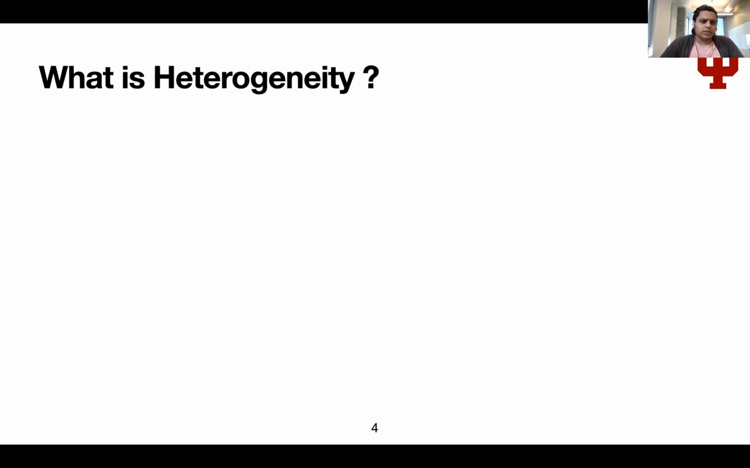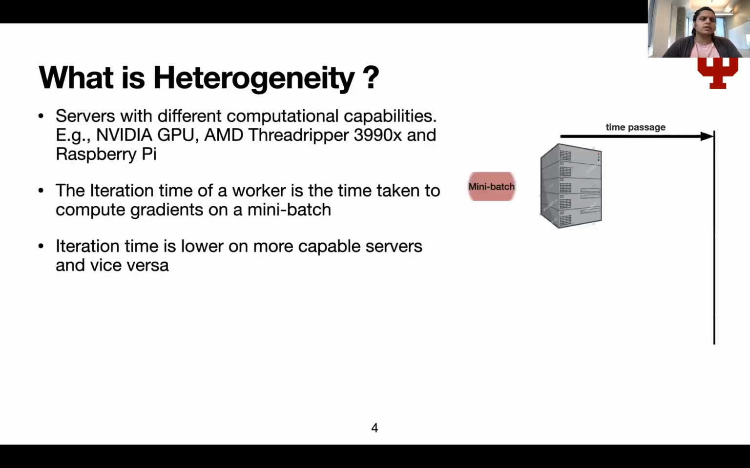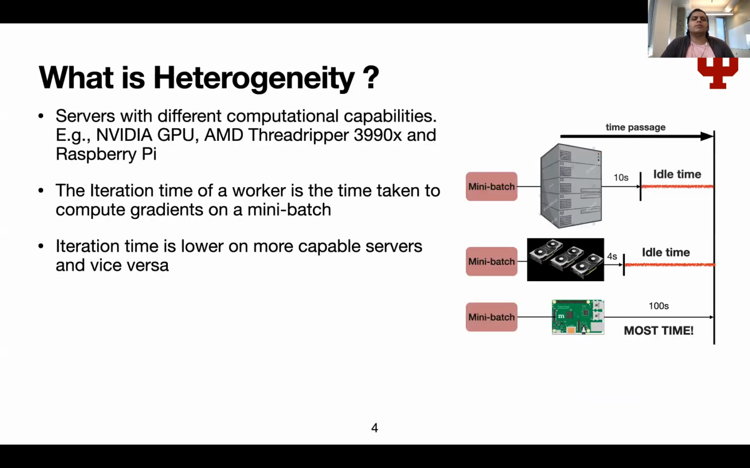So what is heterogeneity, basically? In the simplest words, servers with different computational capabilities. For example, if we were talking about a matrix multiplication op, if we do that on an NVIDIA GPU versus an AMD Threadripper versus a Raspberry Pi, you can expect some differences in performance, definitely, for sure.